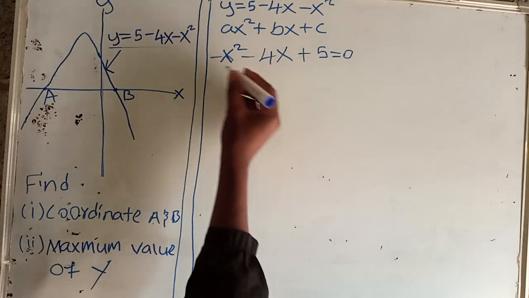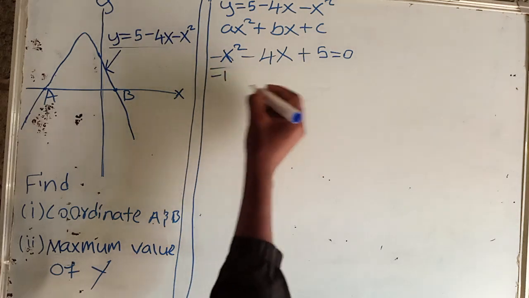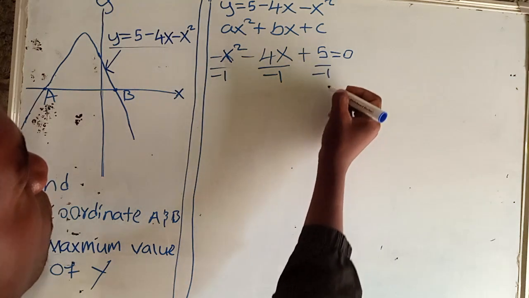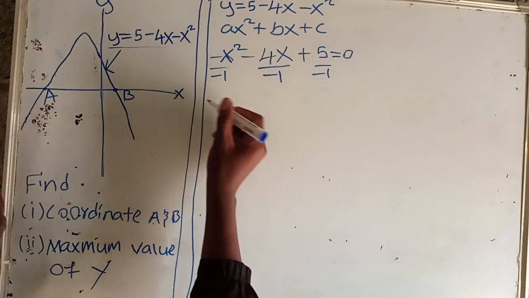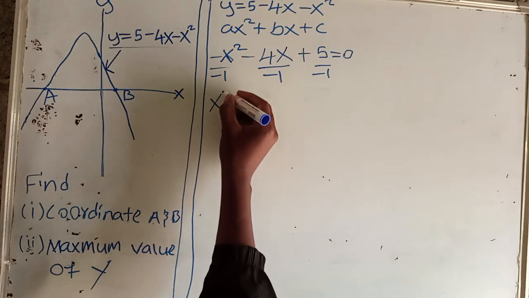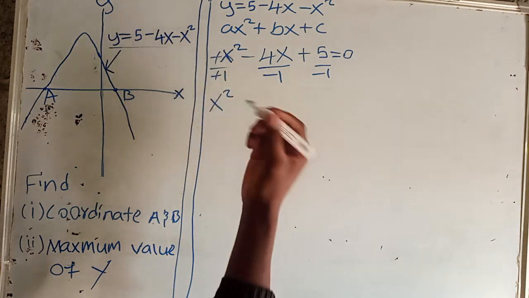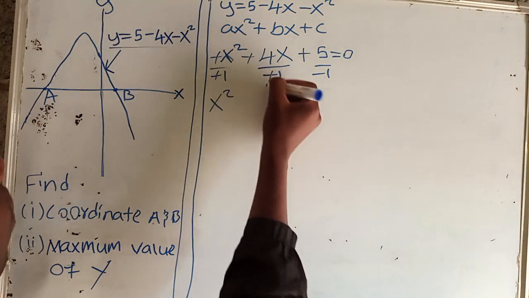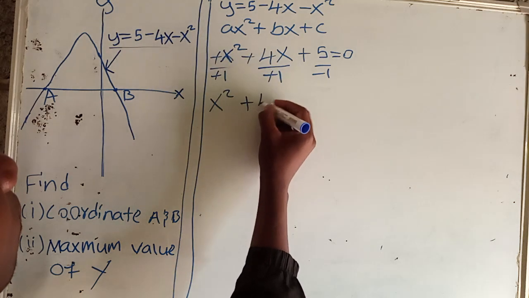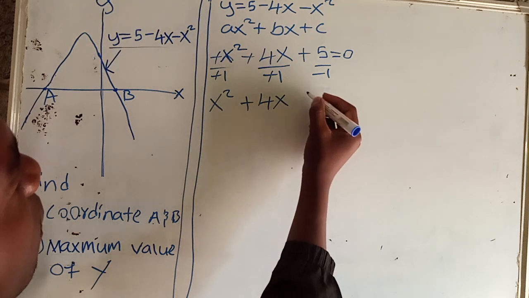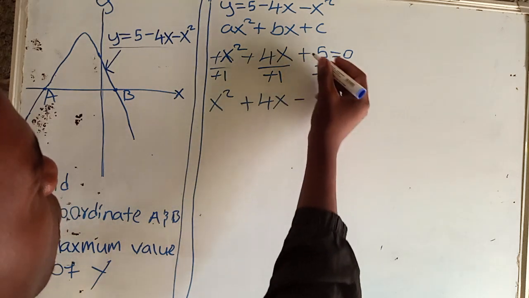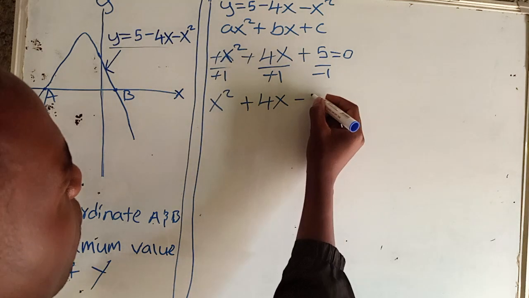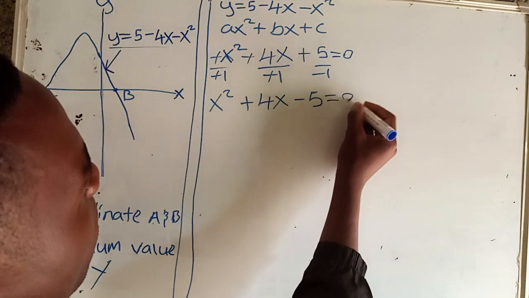So we are going to say over negative 1, over negative 1, and here also over negative 1. So we are going to have something like this: x squared, because this negative and this negative will cancel. So we are going to have positive x squared, then this and this will cancel as well, plus 4x. Then we are going to have a negative, because positive divided by negative is negative. So we are going to have negative 5 is equal to 0.